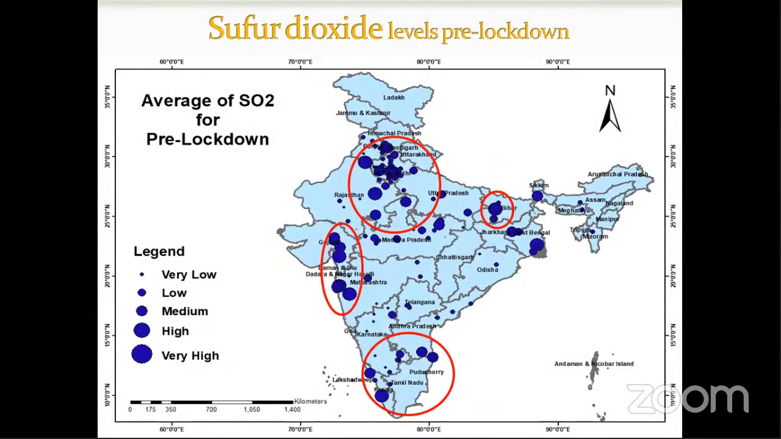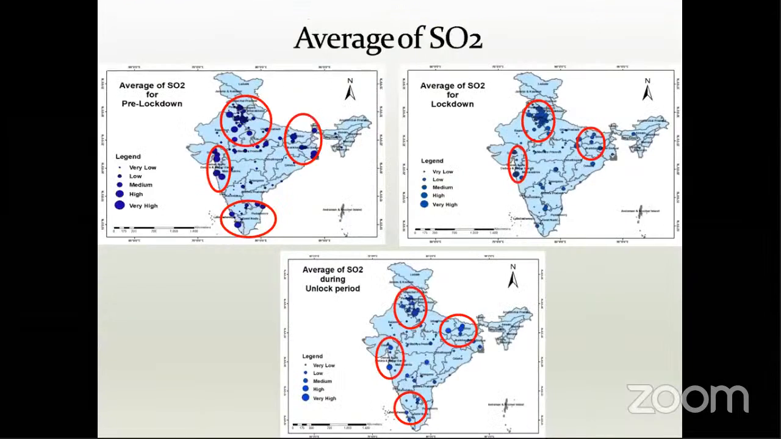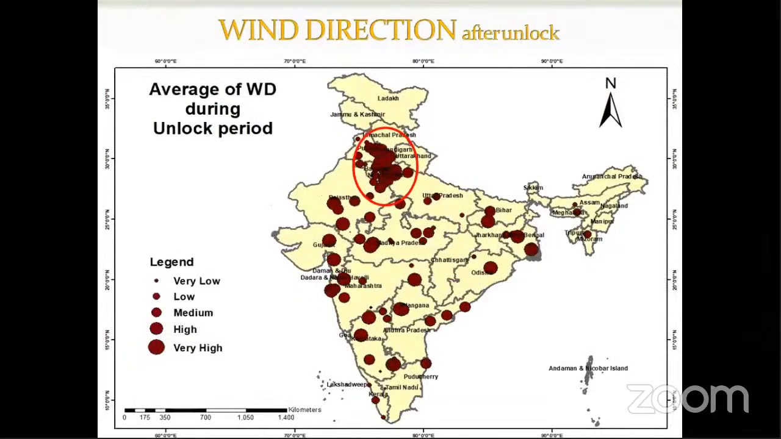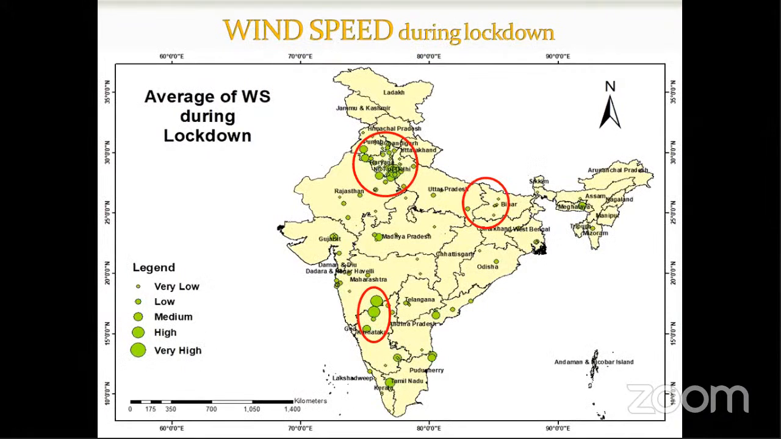Then sulfur dioxide is also a very bad toxic particle which is found in the air. And from my analysis, we can see that it has also reduced considerably during the lockdown and unlock period. The wind direction and wind speed have a huge effect on the pollution, as it depends on how much the wind can carry with it. Wind direction and wind speed did not exactly reduce to any level, but we can see that they have had a major effect on the pollution.